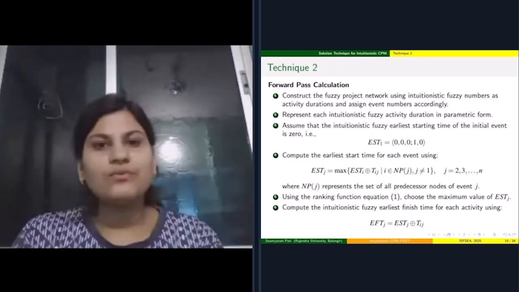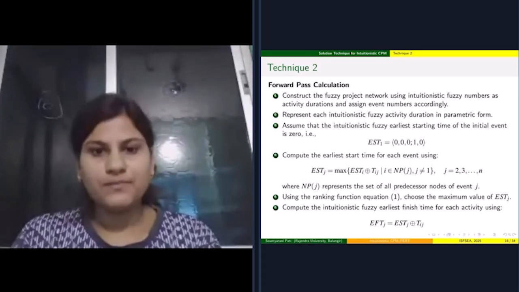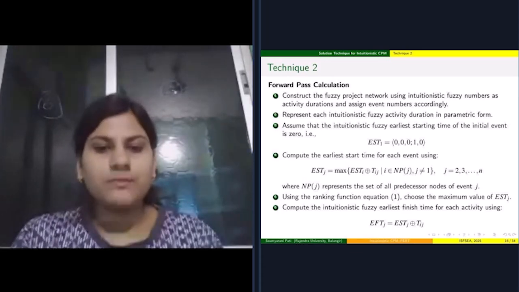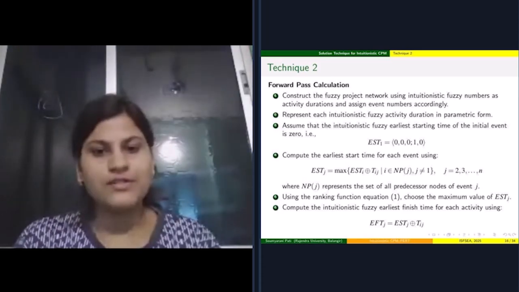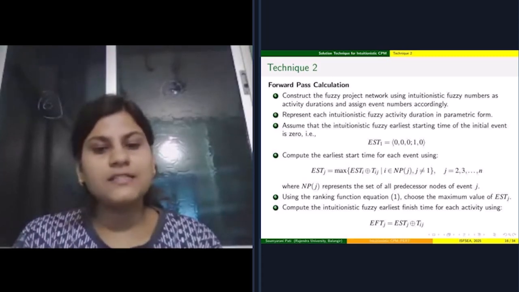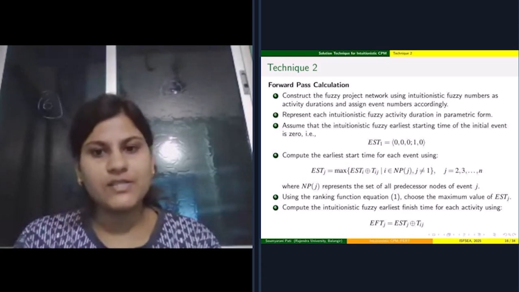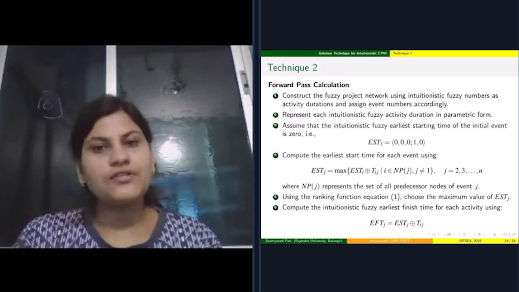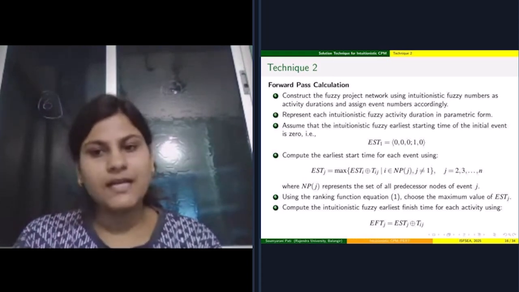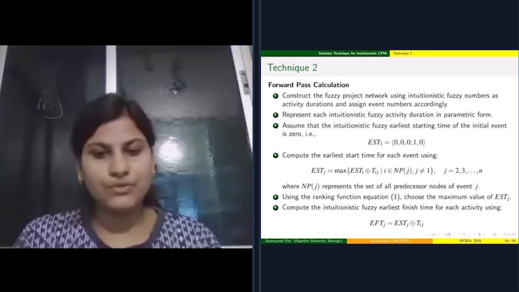This is technique 2. In this technique, we solve the Intuitionistic 4G CPM. First of all, the forward pass calculation. Construct the 4G project network using Intuitionistic 4G numbers as activity durations and assign event numbers accordingly. Represent each Intuitionistic 4G activity duration in parametric form. Assume that the Intuitionistic 4G earliest starting time of the initial event is 0.